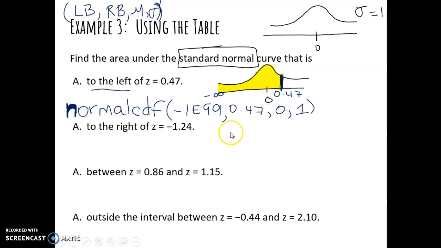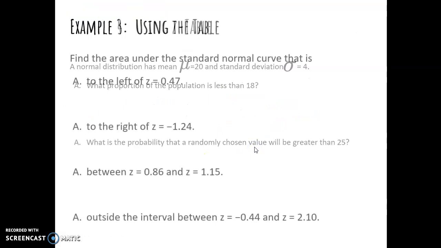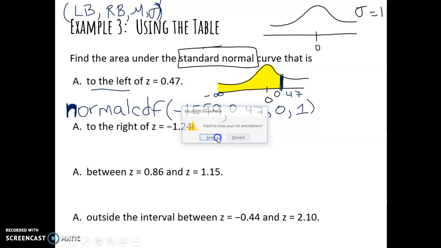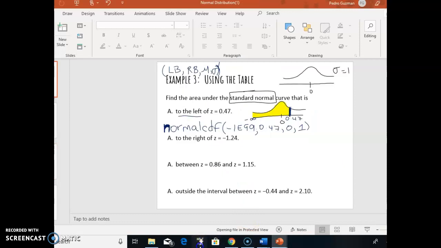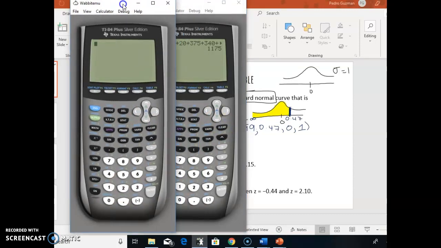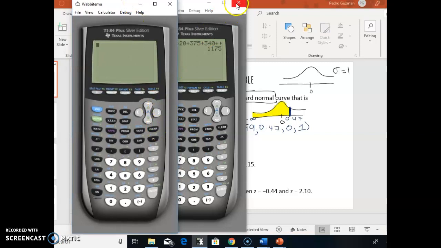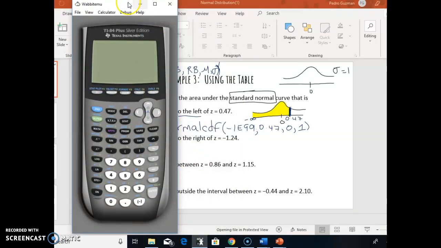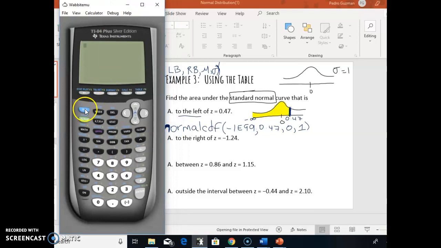So let me pull the calculator up. Here we go. So we're going to type in this normalCDF. Just to remind you, to get there, we go to second vars. You will see normalPDF is first, followed by normalCDF. We want normalCDF, number 2. So you can either scroll down to 2 or just hit the number 2, which I find quicker.